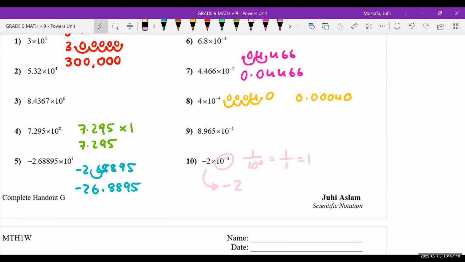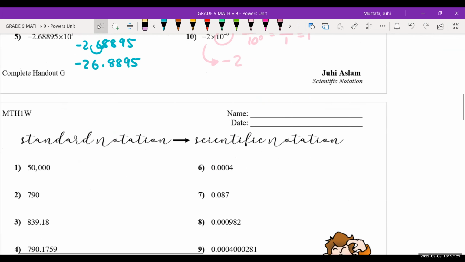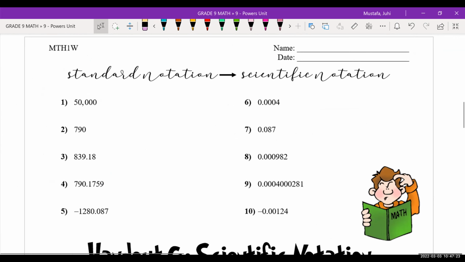Let's do maybe 6 more examples going the other way. So in these examples, we're going from standard notation to scientific notation. I want to do a couple more of these because I find that these are a little bit more tricky than the other ones. So 50,000. We're trying to convert this to scientific notation. Where you have to ask yourself, where is the decimal place in this question? And the answer is it's going to be right after the number.